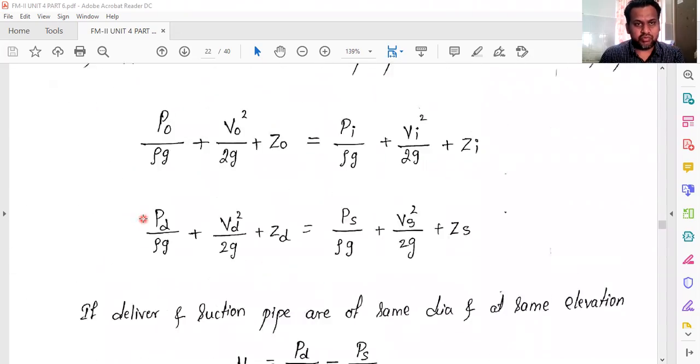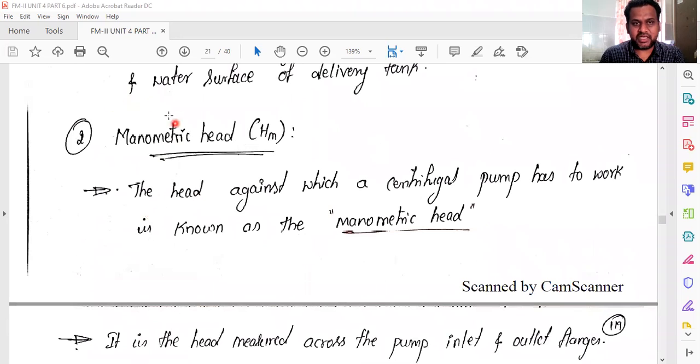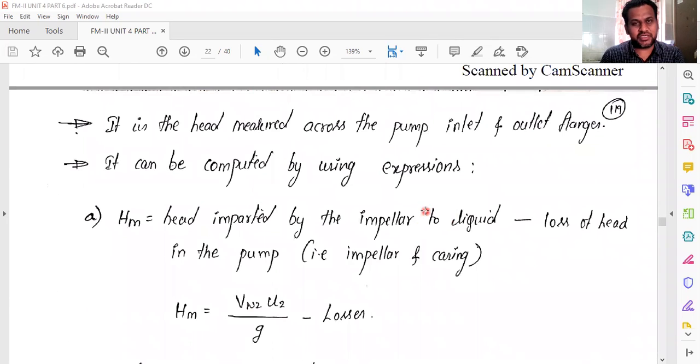One second. Whatever this manometric head is, it can be calculated by using expressions, three types of expressions. That means there are three ways you can calculate or find out the manometric head. Like the first one, HM is nothing but head imparted by the impeller to the liquid minus loss of head in the pump. As I already told, it is not just the head or energy imparted by the impeller on the liquid. It has to overcome the losses also. So that's why you are subtracting the loss of head in the pump.